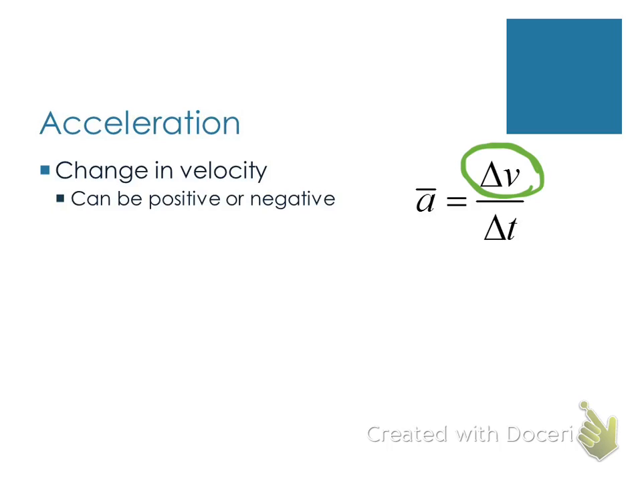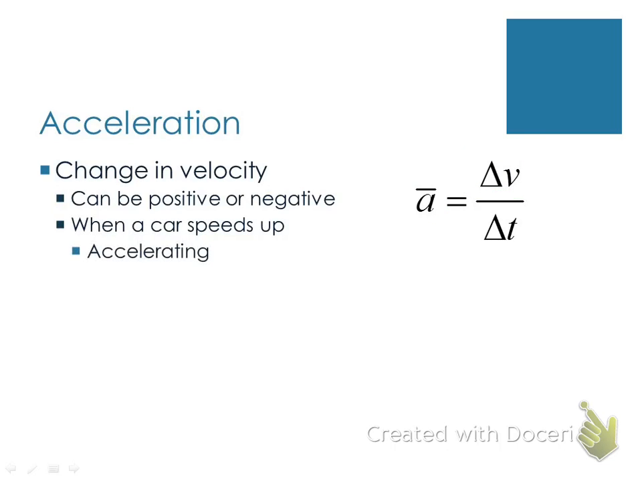First of all, what are two things vectors have to have? Magnitude and direction. Okay, and aren't we using velocity here, which is a vector? So that means acceleration must also be a vector. Okay, so acceleration has to have both magnitude and direction. That's why we say it can be positive or negative. We've got to include that direction.